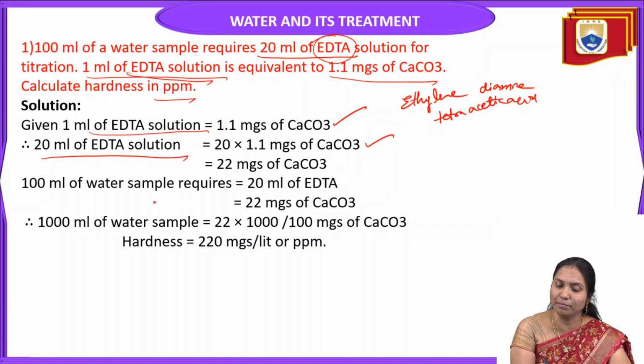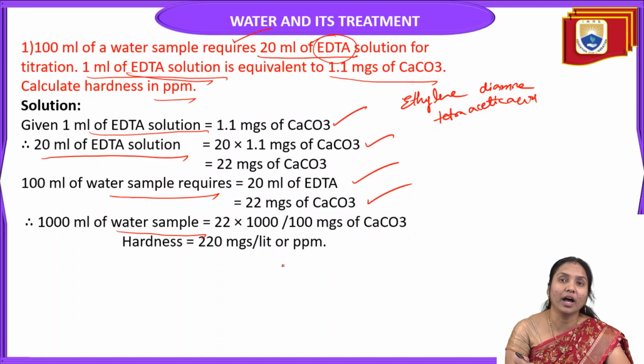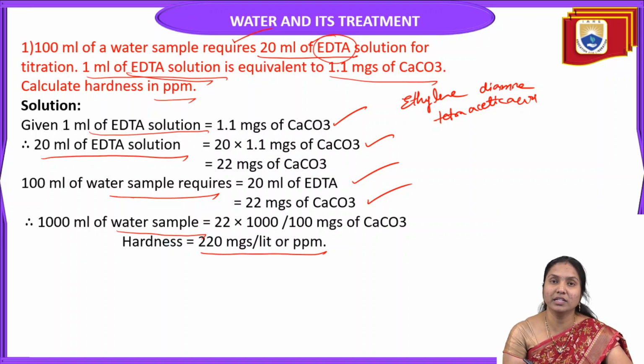Next, 100 ml of water sample requires 20 ml of EDTA. So it is equal to how many milligrams of CaCO3? 100 ml of water sample is equal to 22 milligrams of CaCO3. So 1000 ml of water sample is equal to 22 into 1000 by 100 milligrams of CaCO3. The hardness is 220 milligrams per liter or 220 ppm. Mathematically we know that 1 ppm equals 1 milligram per liter. So the hardness equals 220 milligrams per liter or 220 ppm.